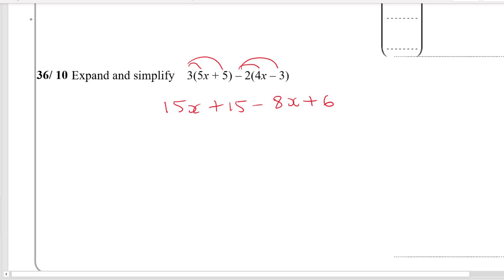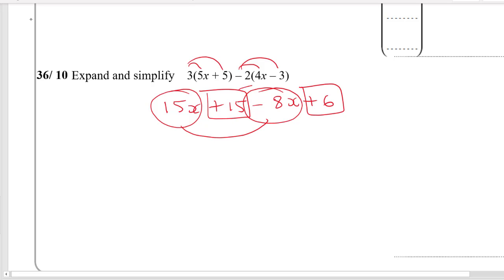Now let's simplify the answer. So let's collect the like terms. I always try to put them in different shapes so I know which one I'm looking at. So these two and these two. So 15x take away 8x is 7x, and 15 add 6 is 21. 7x add 21. And that's your answer.